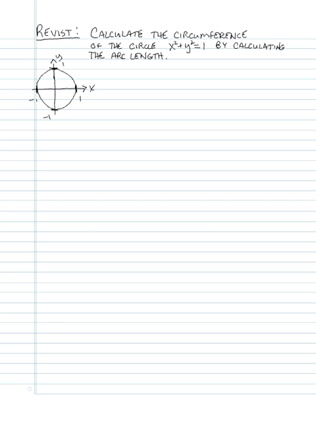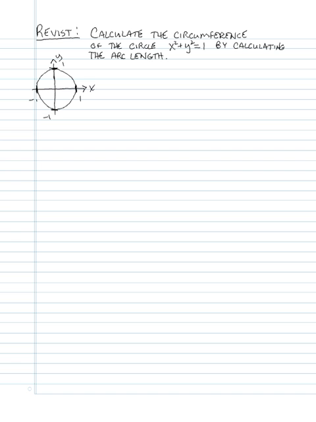You can see here that in this problem, we're to calculate the circumference of the circle x squared plus y squared equal 1 by calculating the arc length. Now, of course, we know how to calculate a circumference with a formula, but here we're going to use calculus. And so, like I said, the problem says we're going to use the arc length formula, the way we calculate arc length.